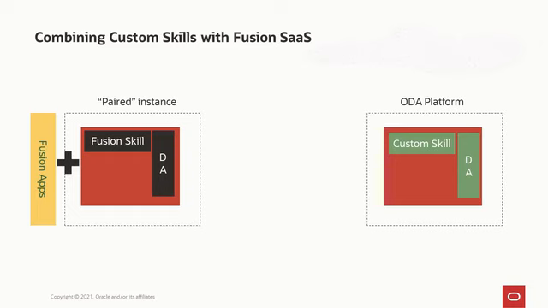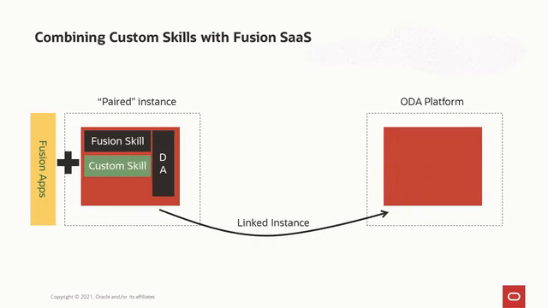Now, often the mistake I see people make is they try to create another instance and they put their custom skills in the other instance. So what you end up with is 2 DAs and users having to go to 2 different points. That's clearly not what you want. Plus it also makes it much harder to do the authentication. So what we have is the ability for you to put those custom skills inside the paired instance. And you can do what we call instance linking, which means that the charges for the custom skill will go back to the ODA platform subscription that they have, either through Universal Credits or through some other subscription.